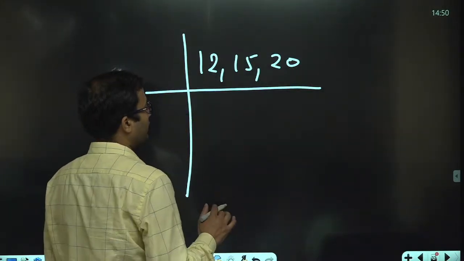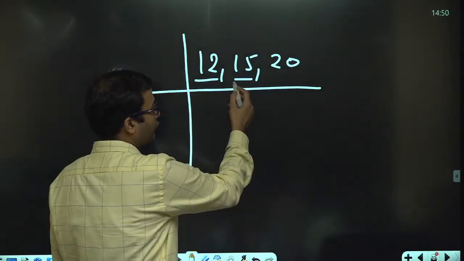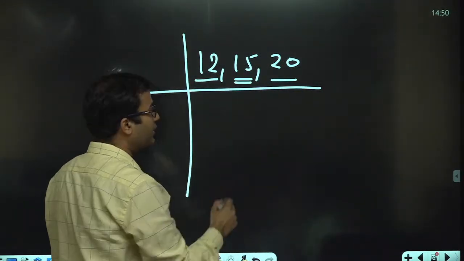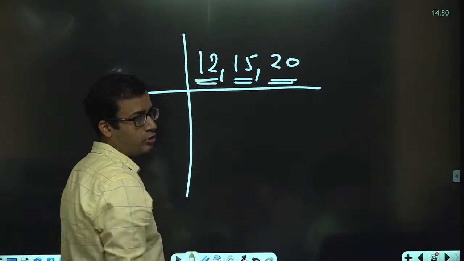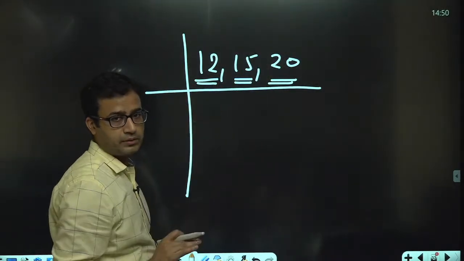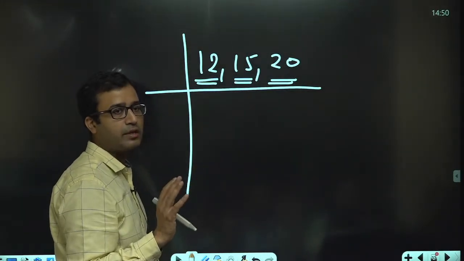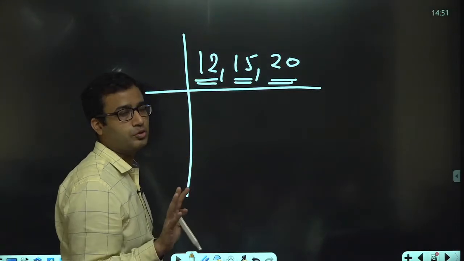See the beauty. 12 and 15 have 3 common. 15 and 20 have 5 common. 12 and 20 have 4 common. But we don't have a common factor from all 3 numbers. So first priority is that it has to be common from all the numbers. But if it is not there, then start with 2 numbers.